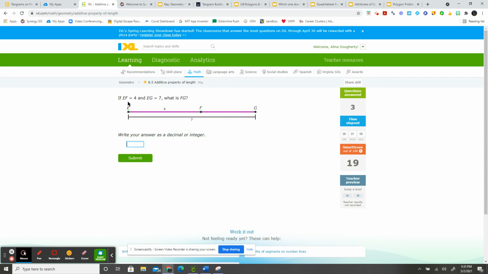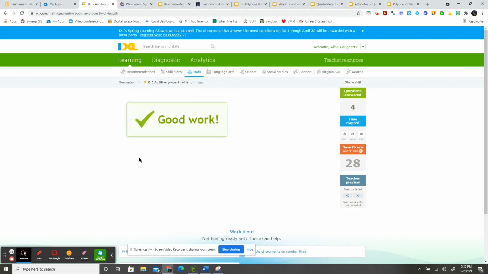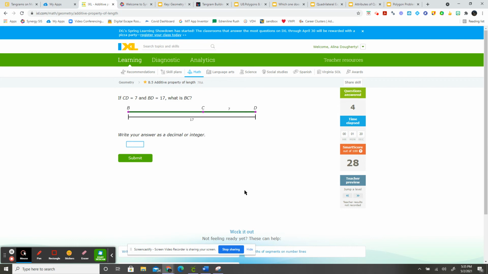This one's going to change up the question a little bit. So EF is 4. This part is 4. EG is 7. That's the total. So if the whole length of the string is 7 and I cut off 4 inches of it, what's left over? 7 minus 4 is 3. Keep practicing those, ladies and gentlemen. You can also go to B6 if you want some practice.